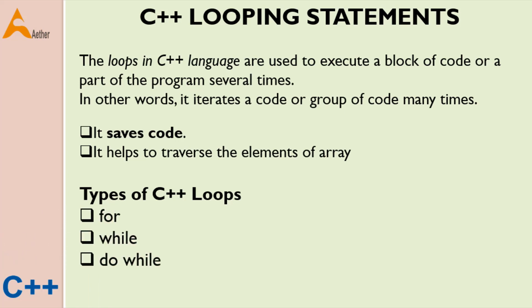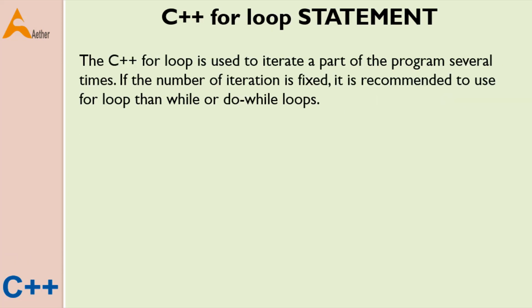Let's see them all. Starting with for loop. The C++ for loop is used to iterate a part of the program several times. If the number of iteration is fixed, it is recommended to use for loop than while or do while loops. The C++ for loop is same as C or C#. We can initialize variable, check condition and increment or decrement value.